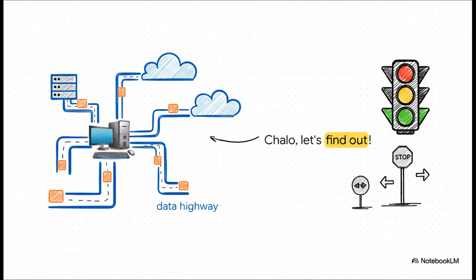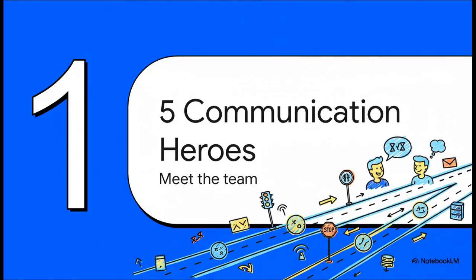So, just like the slide says, Cholo, let's find out. You see, for any communication to happen, we need a team of 5 heroes working together. Think of them like the Avengers of the internet world, right? Each with a special job to do. So let's meet them one by one.